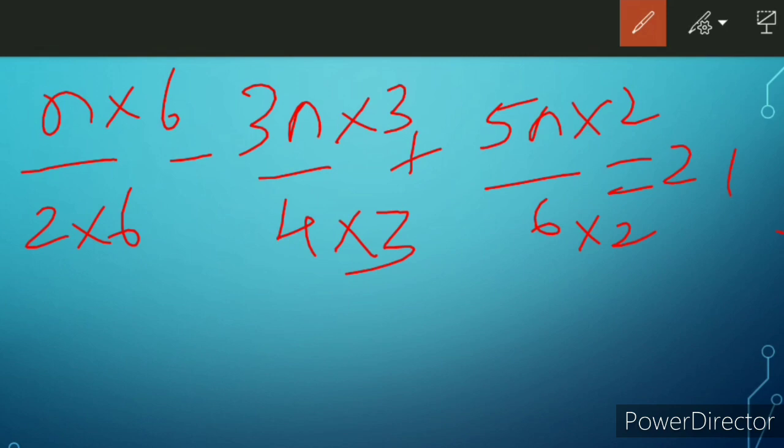Now we will get n into 6, 6n by 12, minus 3n into 3, 9n by 12, plus 10n by 12 equal to 21. Now we have got 3 like fractions, right? What is the common denominator? 12. That 12 we should write one time. Do it in the next page.